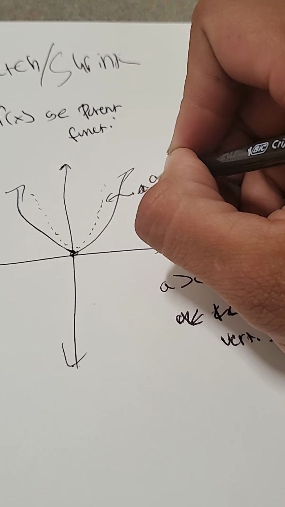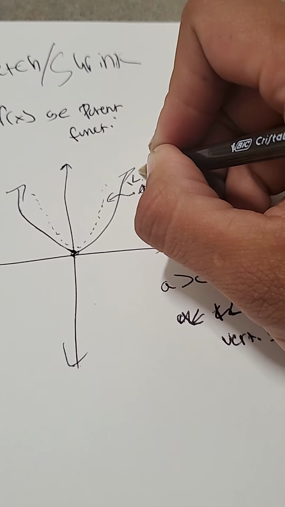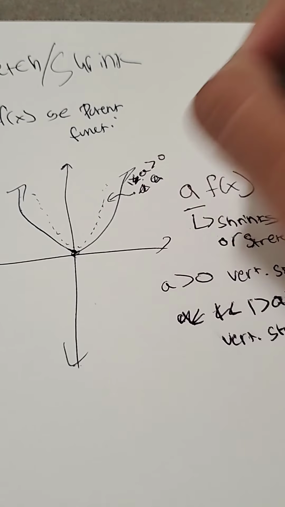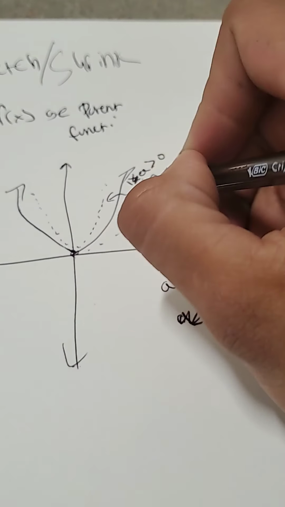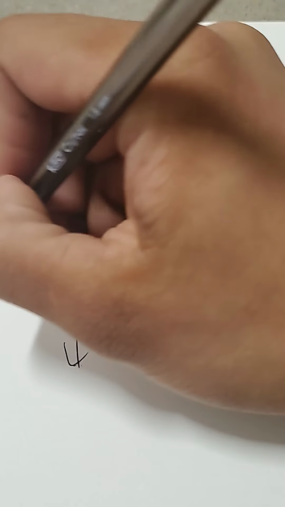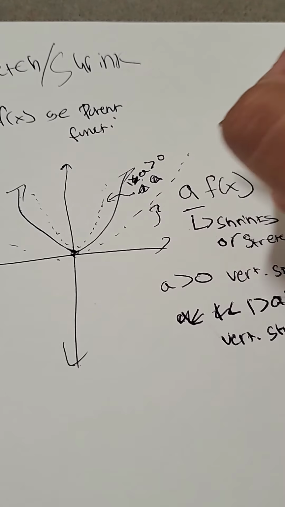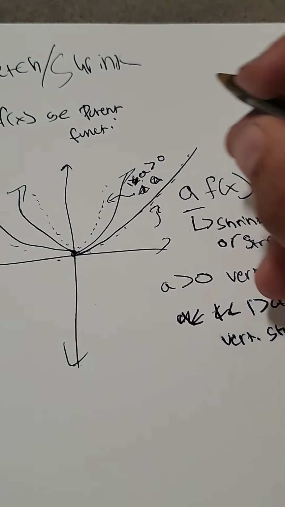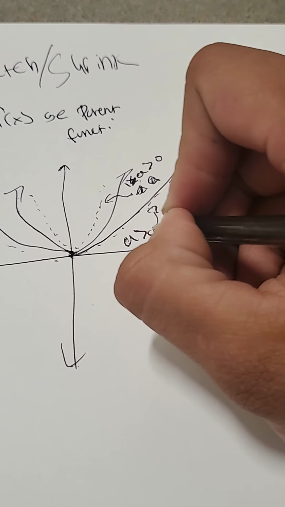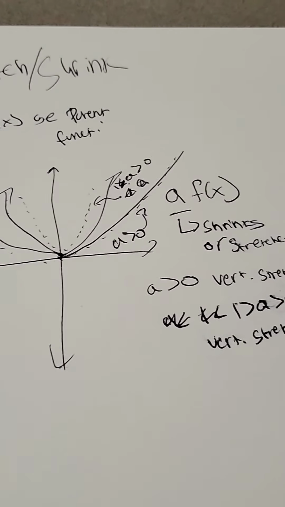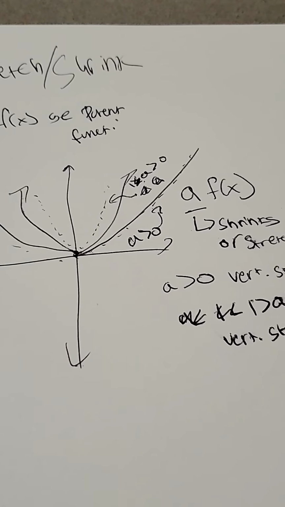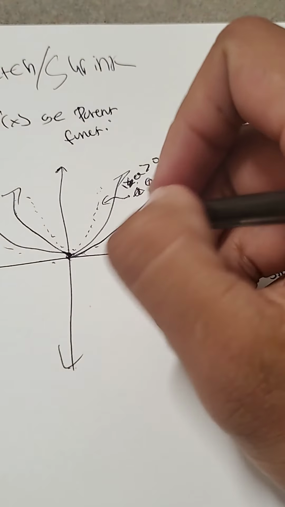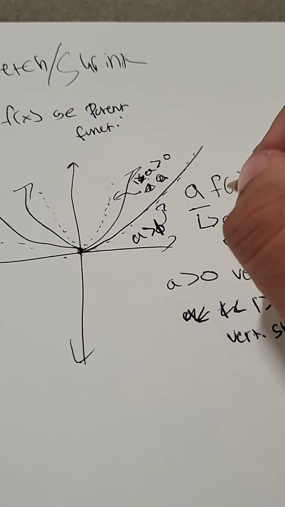If a is greater than 1, then it grows vertically. Sorry, I'm bad at drawing that. That's a stretch, that's if a is greater than 0, or greater than 1. Well, greater than 0, actually. That makes sense, it'll stretch. But definitely greater than 1, though. For sure. Be safe.